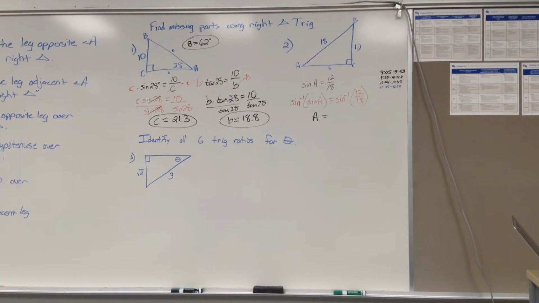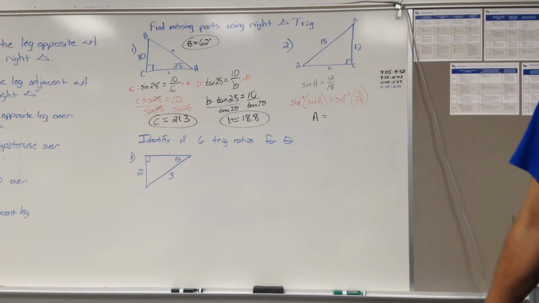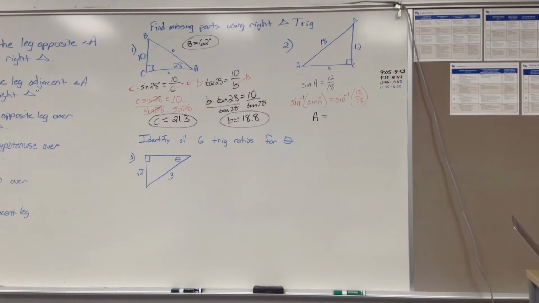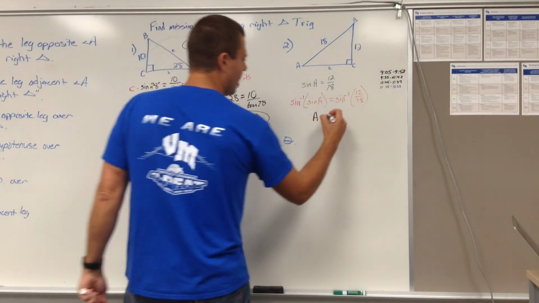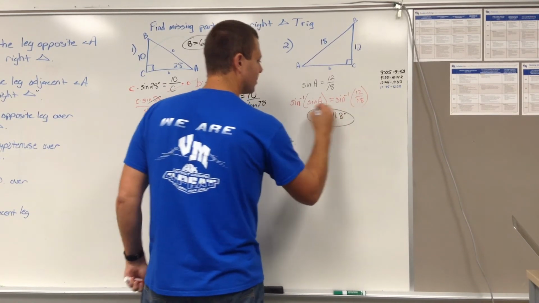41.8. Yeah, if I go to the nearest tenth, 41.8. Anybody else try it on theirs? Anybody else try to do the inverse sine of 12 over 18 and see if you can get 41.8? That's where you got that, Sam? Okay, 41.8. Make sure you can do that on your calculator. Inverse sine of 12 over 18, and hopefully we get 41.8 degrees.